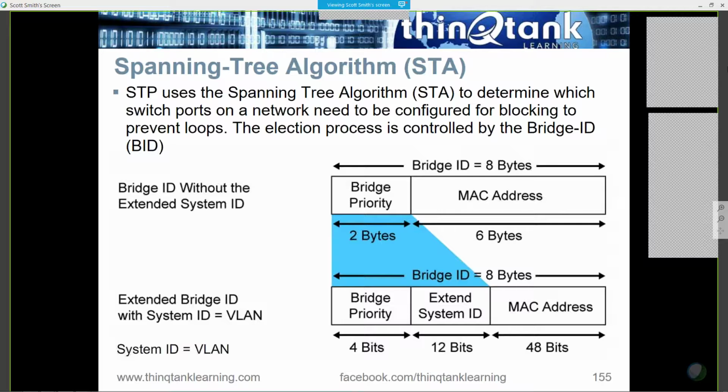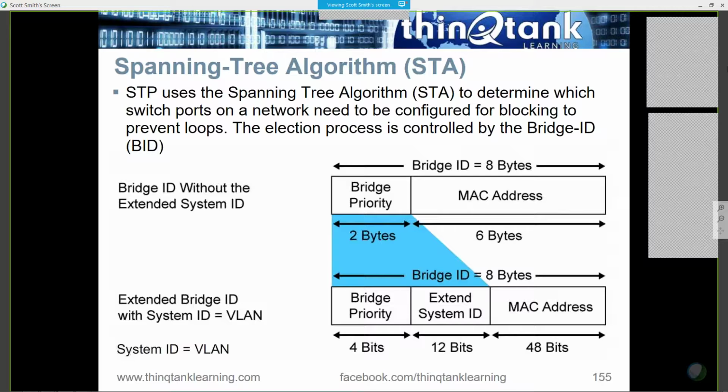What field is represented by 12 bits at layer 2? The VLAN ID field. So there's a reason why that extended system ID is 12 bits, because guess what goes into that field? The VLAN ID, which gives us the ability to run spanning tree per VLAN. Cisco runs spanning tree per VLAN. We'll talk about why that's important later on.